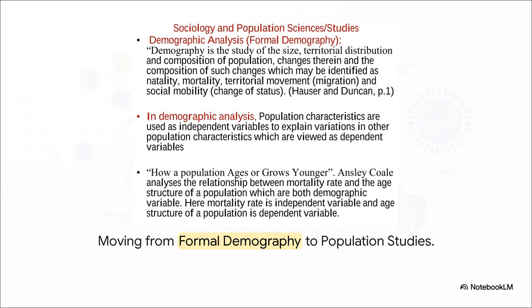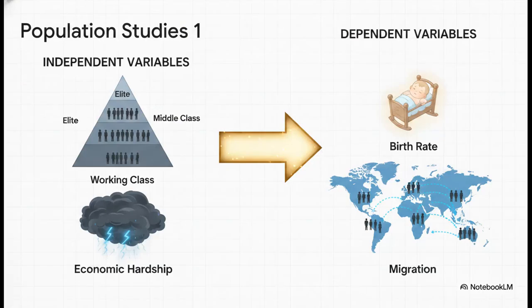Instead of keeping things locked in that internal loop, population studies interrelates dependent demographic variables with entirely external independent variables. So now we're talking about external systems like social, economic, genetic, historical, and even psychological forces coming in to actively impact the population data. Let's look at population studies type 1 as an example.